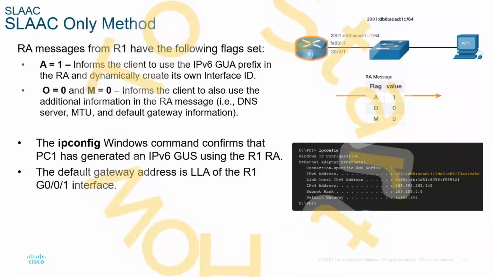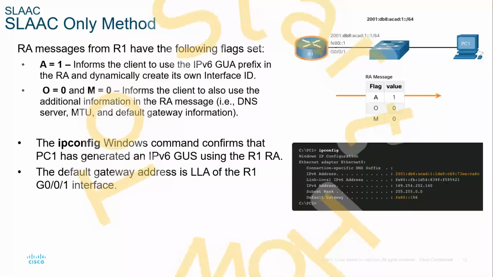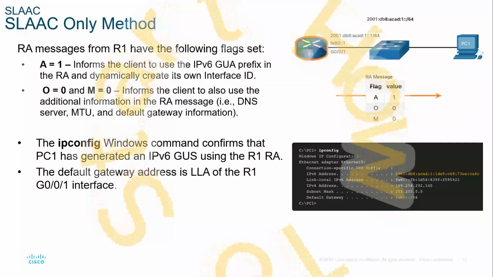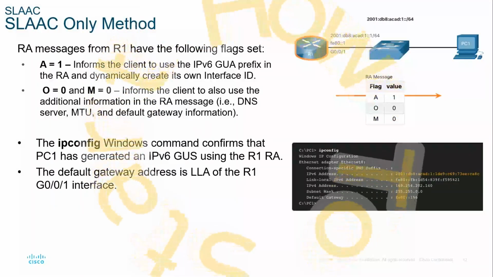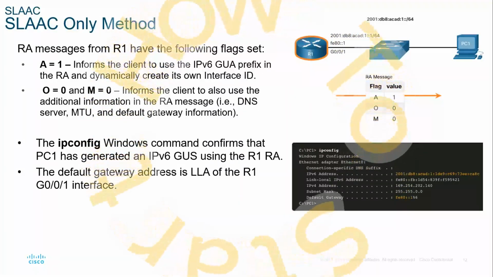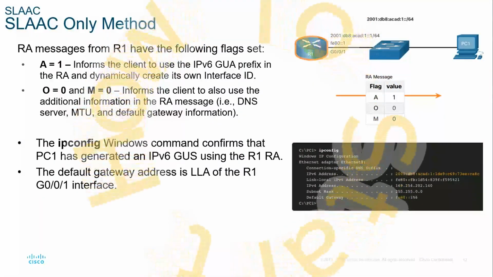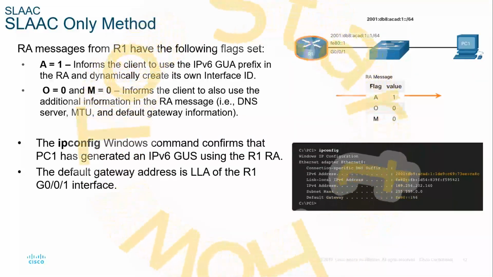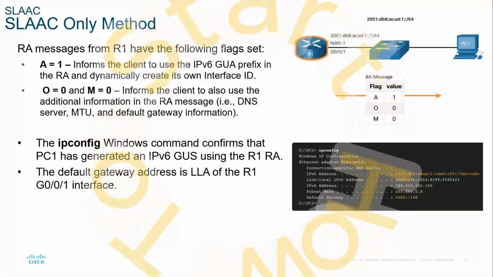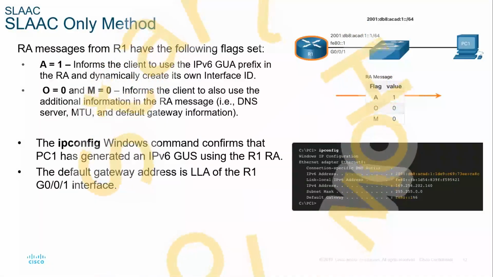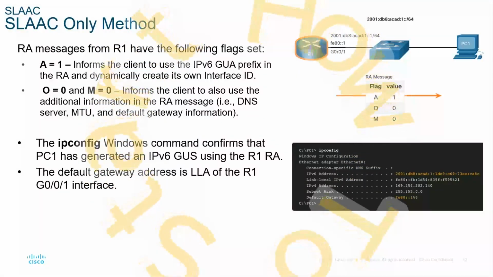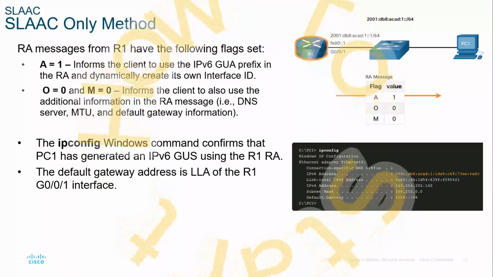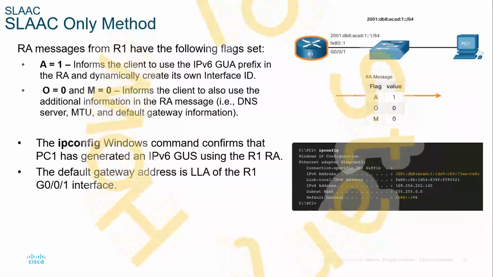Here we have an A flag set to 1. The A flag will inform the client to use the IPv6 global unicast address prefix in the router advertisement, and basically they dynamically create their own interface ID. The O and M flags are set to 0, and this will inform the client to also use the additional information in the router advertisements, like DNS server, MTU, and the default gateway information to configure itself.